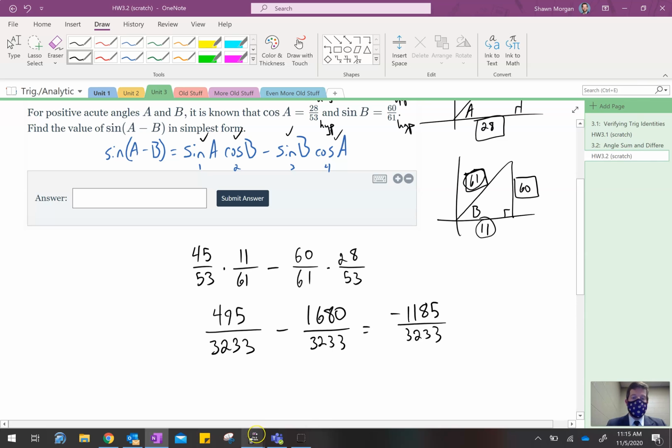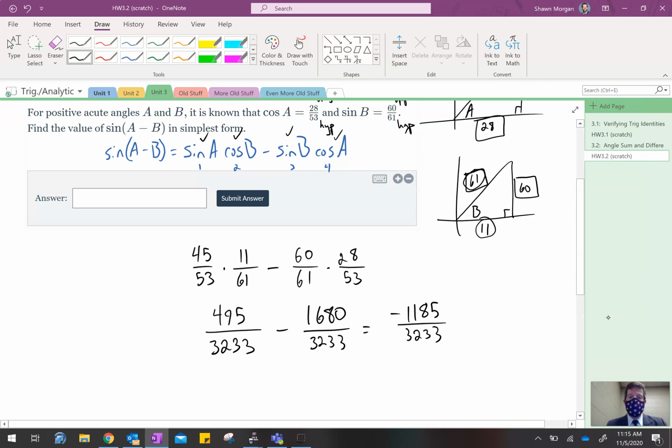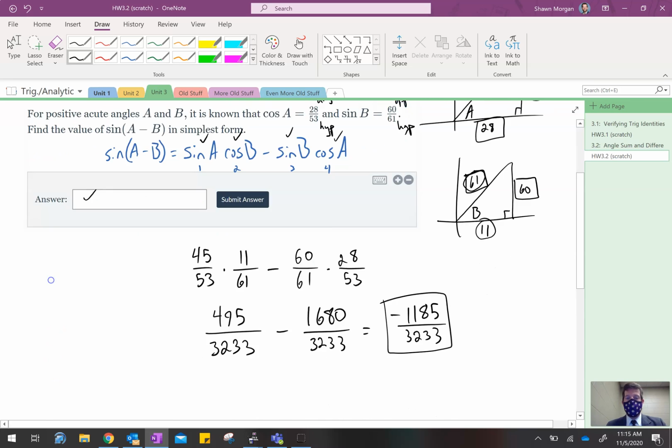I do want to double check to make sure that fraction is simplified. My calculator can do a good job of that for me. So I'm going to say negative 1185 over 3233, and then I'm going to hit math, enter, enter. And actually that is simplified all the way. So I know that's going to be the answer that I need. And so we would just type that answer right up in here, and we'd hit submit, and that would be how that problem would work out.